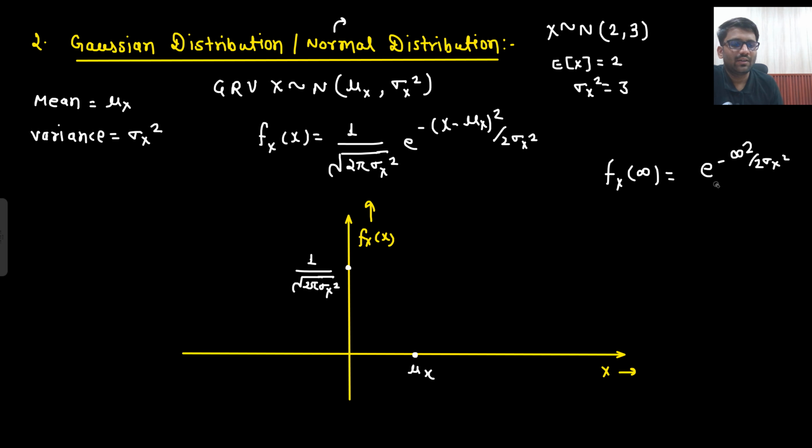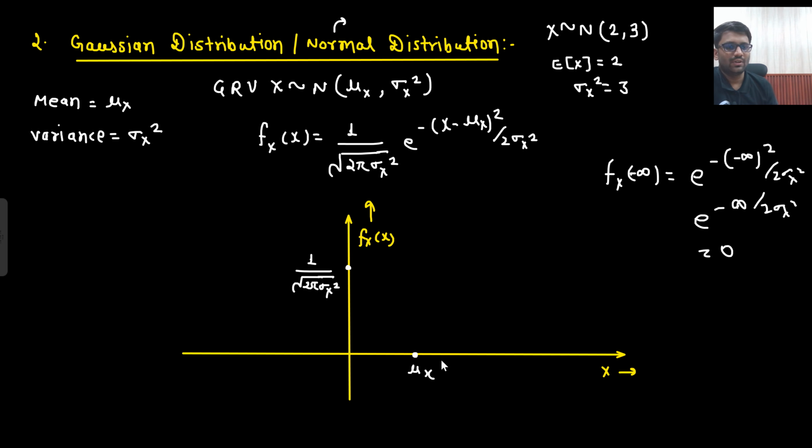And similarly what will happen for x equals to minus infinity? So e to the power minus infinity whole square divided by 2 sigma x square. So e to the power minus infinity square, that would be infinity square only, divided by 2 sigma x square, so that would be equal to 0. So at plus infinity and minus infinity, at both of the parts it is 0 only.